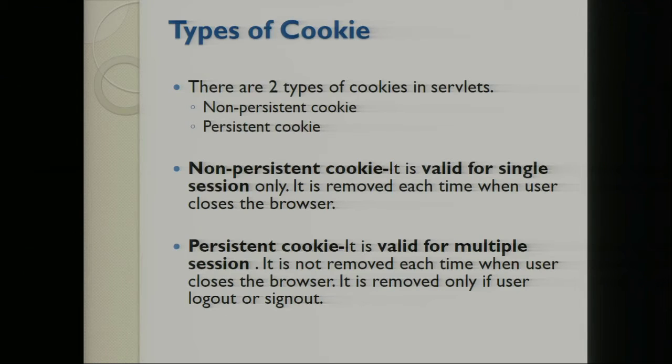What are the types of cookies? There are mainly two types of cookies: non-persistent cookie and persistent cookie. Persistent means permanent, in another sense. The non-persistent cookie is valid for a single session only, and it is removed each time the user closes the browser.